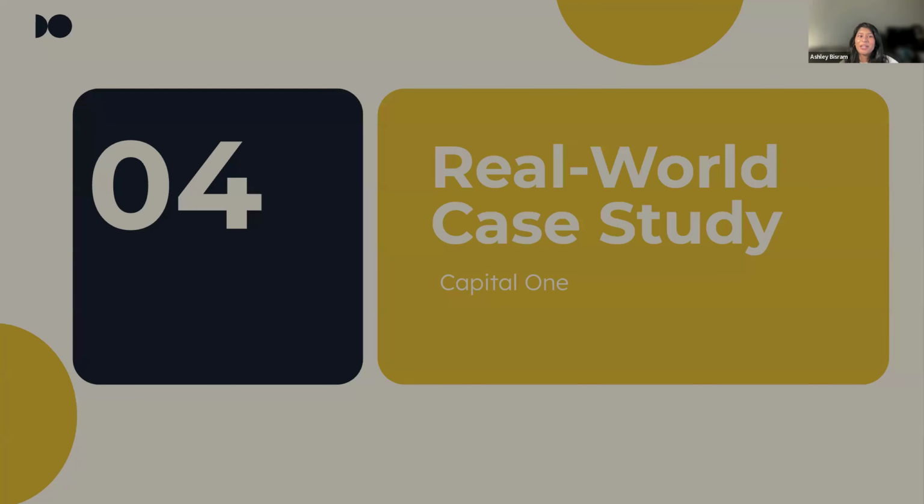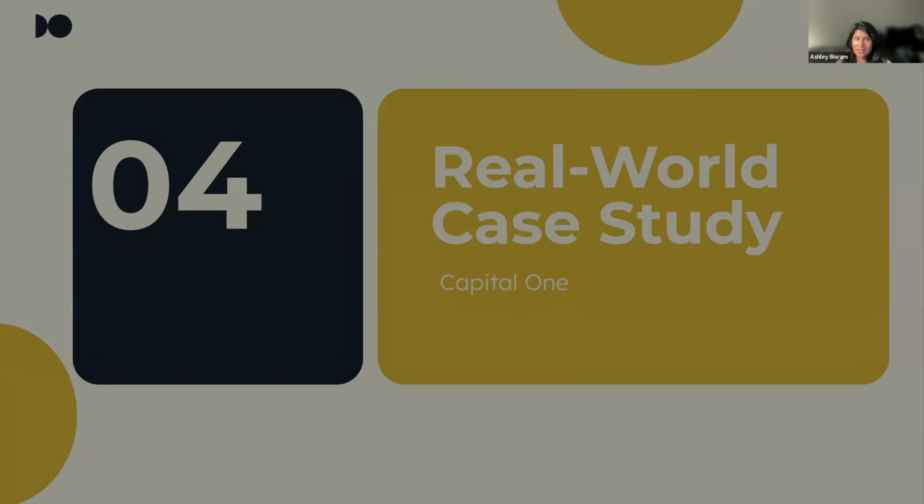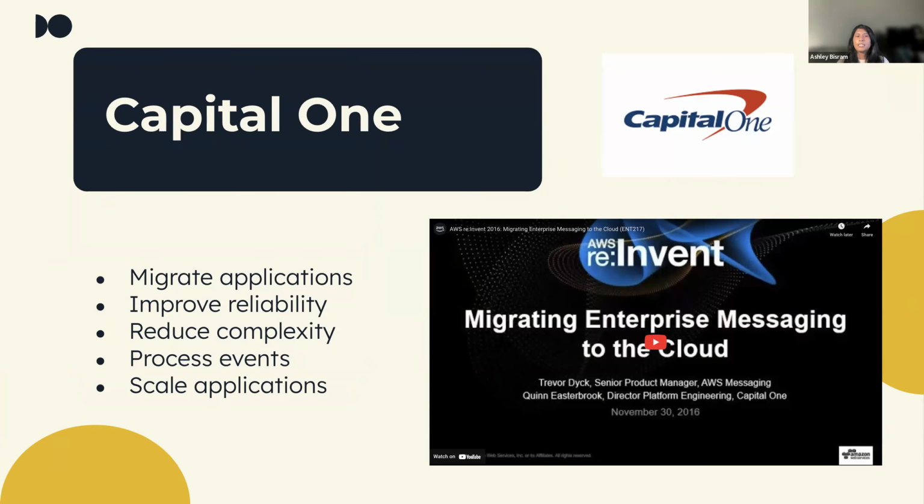And now let's get into a real world case study. AWS SQS does have a lot of customers such as BMW, NASA, but we'll dive into their relationship with Capital One. So Capital One utilized SQS in order to migrate applications from core banking applications to the cloud. They also used SQS in order to improve reliability, as SQS helps to ensure high availability and reliability for applications. Next up, they also used SQS for reducing complexity, as it does help simplify administrative complexity and overhead.